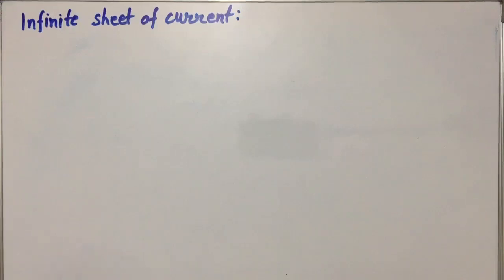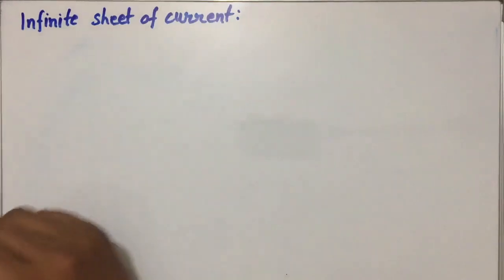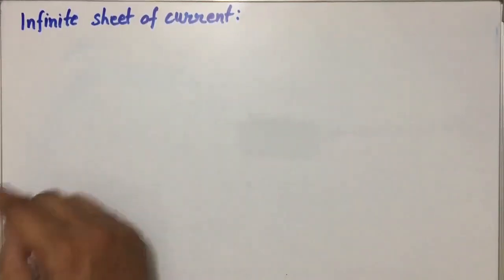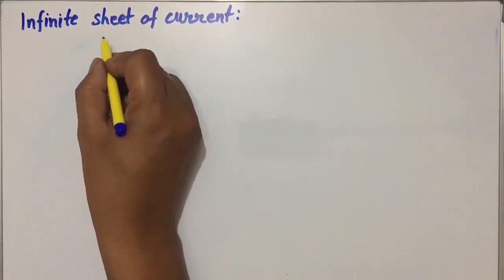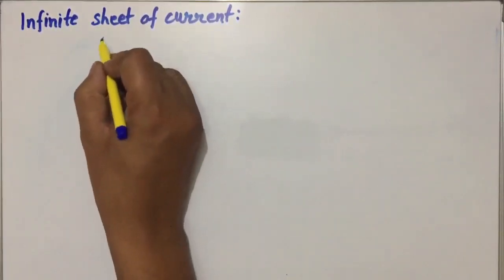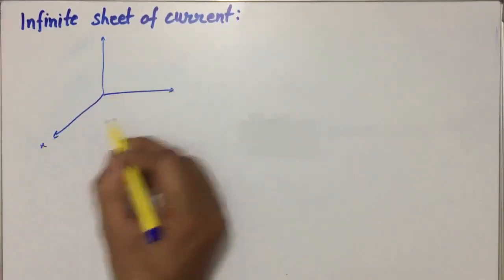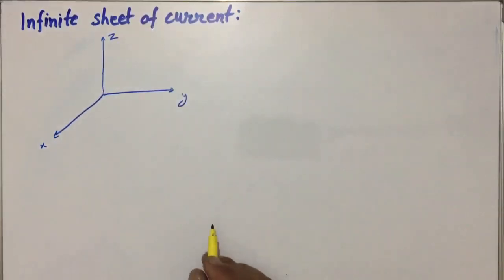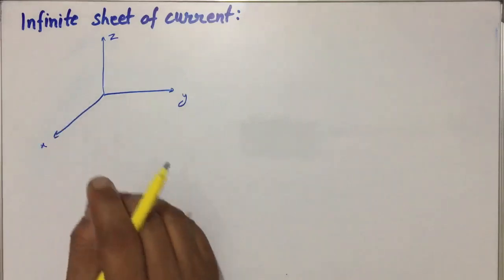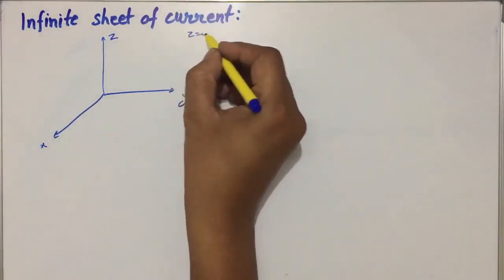Now let us try to find the magnetic field intensity due to an infinite sheet of current with the help of Ampere's law. For that purpose, let us consider the coordinates x, y, z, and the sheet in which the current is flowing. Consider z is equal to 0, it means the xy plane.